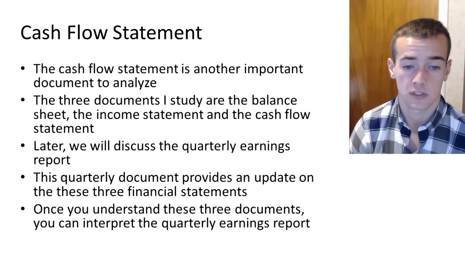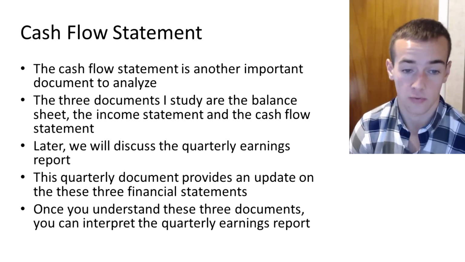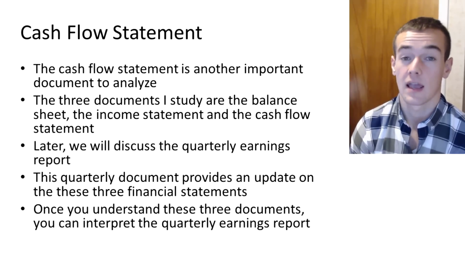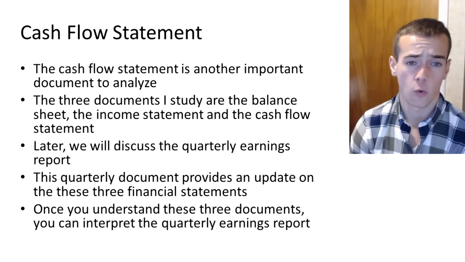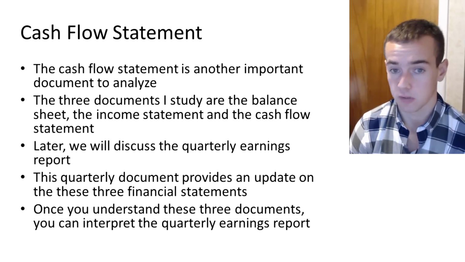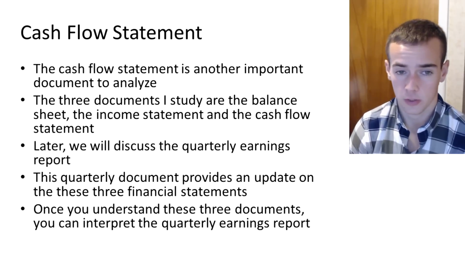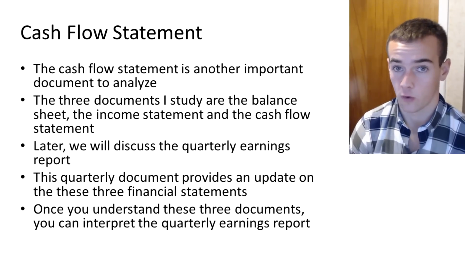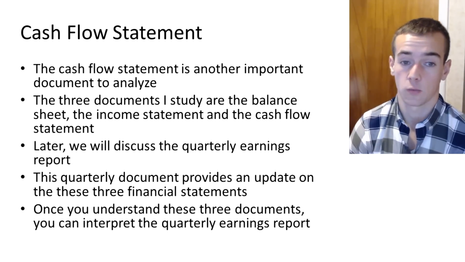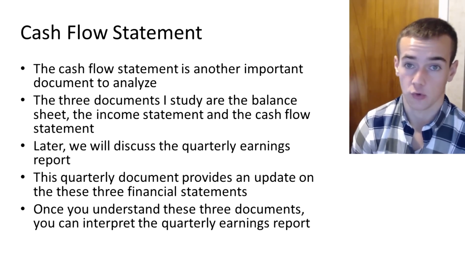And the quarterly earnings documents provides an update on all three of these financial statements. So it's going to update the balance sheet, the income statement, and the cash flow statement. So basically, once you understand these three documents, you will be able to interpret the quarterly earnings report. So we're basically building all three of these blocks, and you're going to be able to then just take a look at that quarterly earnings report and track the overall progress to get an idea of the financial health of that company and whether they're continuing on the same track.